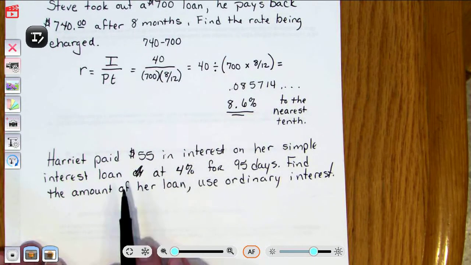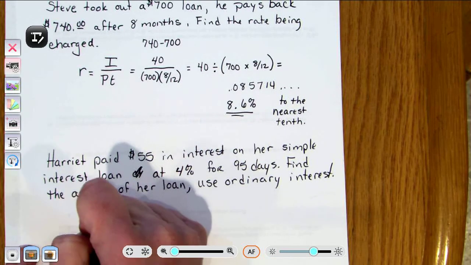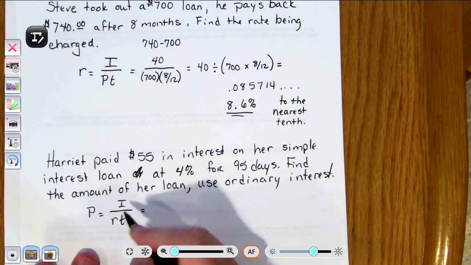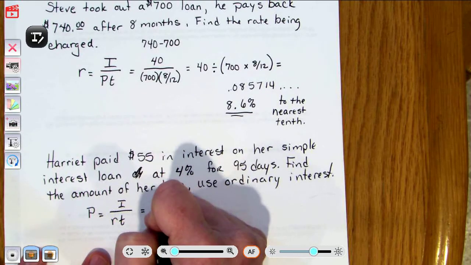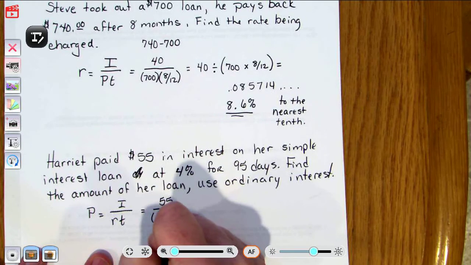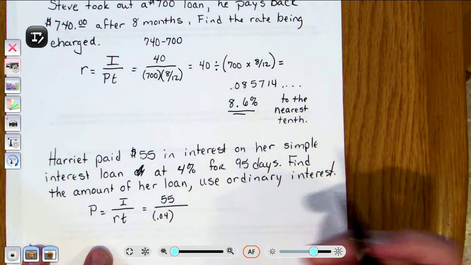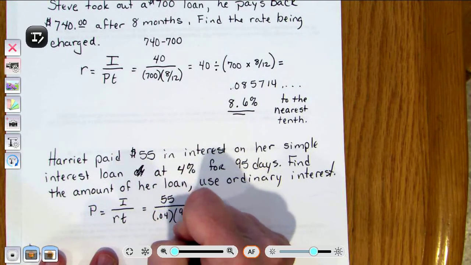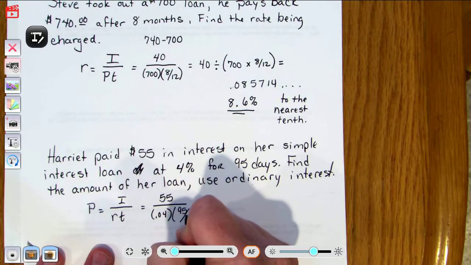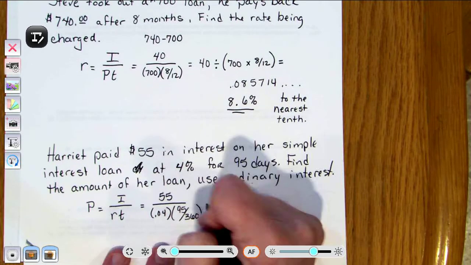Okay, this problem, we're looking for her original amount of the loan. That's her principal. P is equal to I over RT. So my interest, that is at $55 that we have sitting up there. Our rate in its decimal form is 0.04. Time, or T, which is time in years, is going to be my 95 days. Since we are using ordinary interest, that means we are going to assume there are 360 days in a year.